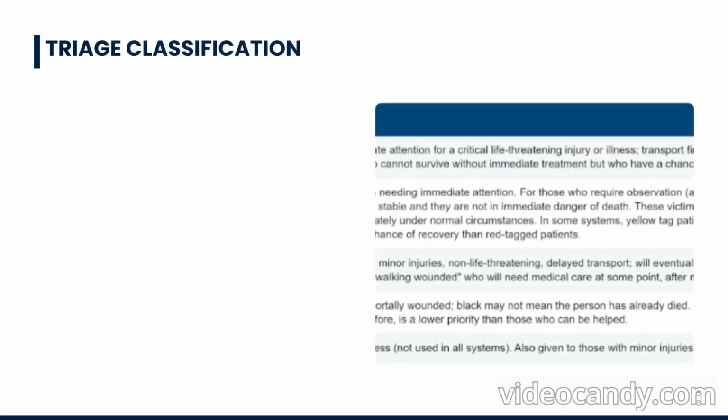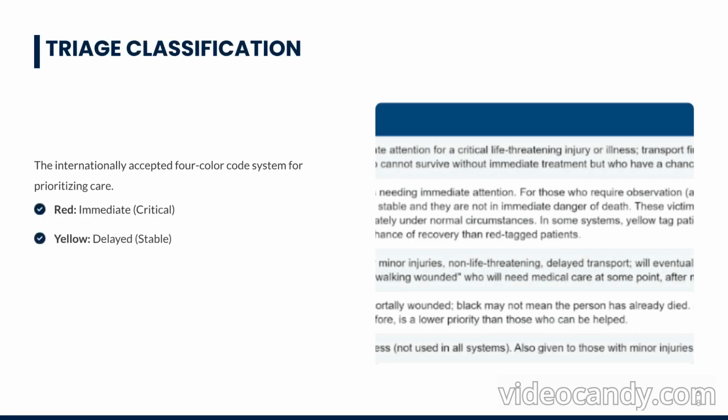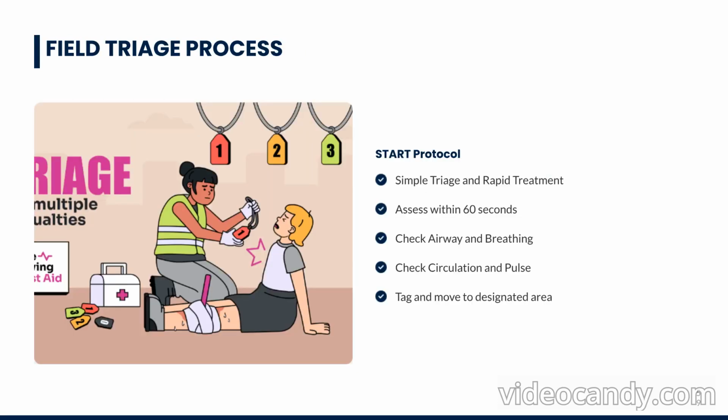The internationally accepted four-color code system is used for prioritizing care. Red signifies immediate/critical. Yellow is delayed/stable. Green is minor/walking wounded. And black is deceased/expectant. The field triage process uses the START protocol, which stands for Simple Triage and Rapid Treatment.